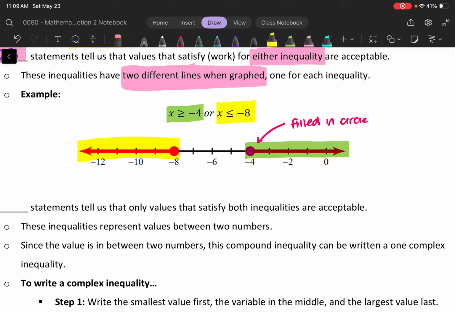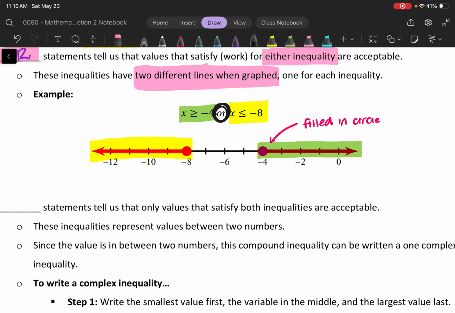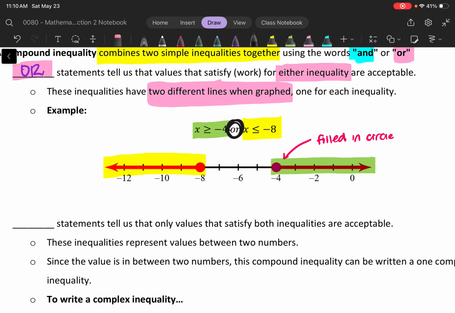So in or situations, I will always have the graph of my inequalities pointing in opposite directions, not going towards each other, but going apart from each other like we have here. Now, the nice thing is if I wanted to graph them, I would simply graph each inequality one at a time. And if I wanted to write the inequality from a graph, I would just simply write the inequality one at a time and then slap the word or right in the middle. So nothing too crazy, nothing too complex. We just have two inequalities on the same exact number line. And we use the word or in between.